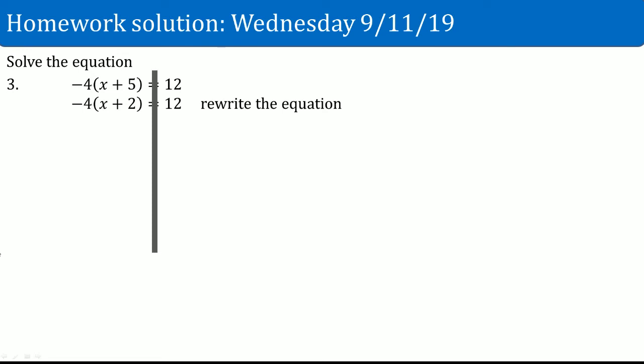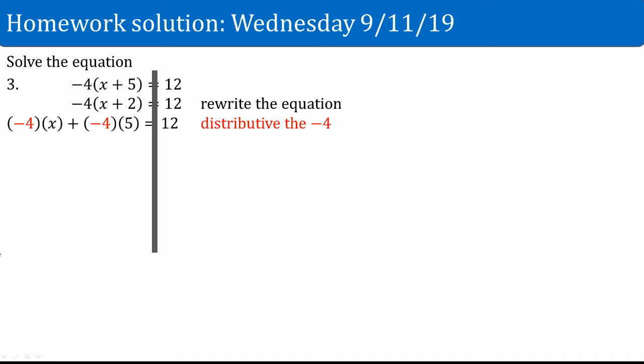What you have here is a parentheses that you have to deal with. You have to get rid of it. How do you deal with the parentheses? You multiply by the term in front. What is the term in front of the parentheses? The negative 4. So that negative 4 is going to be multiplied to x, and that negative 4 is going to be multiplied to 5. That is what I distribute.